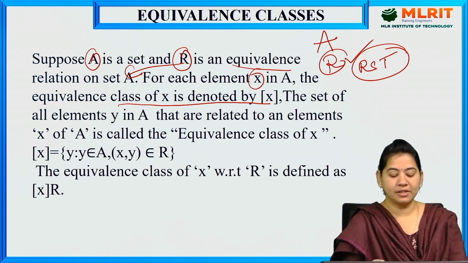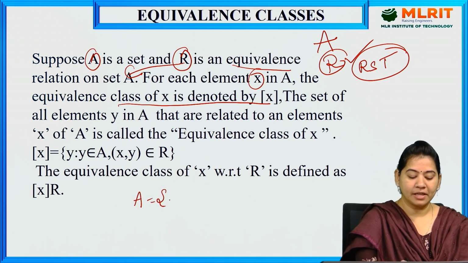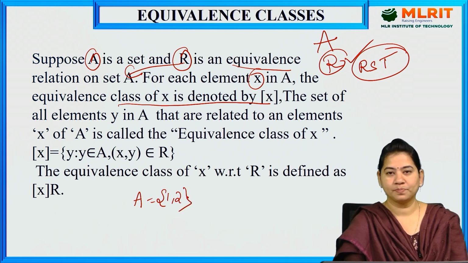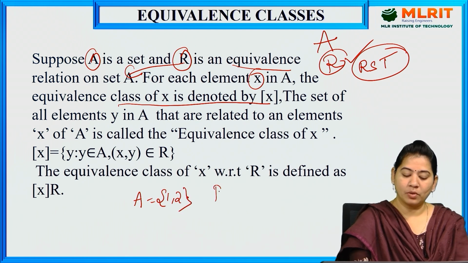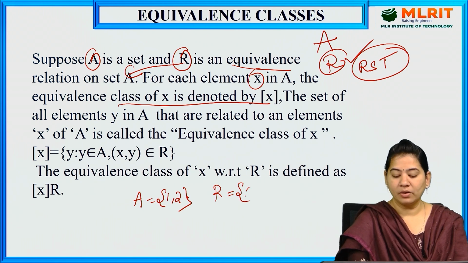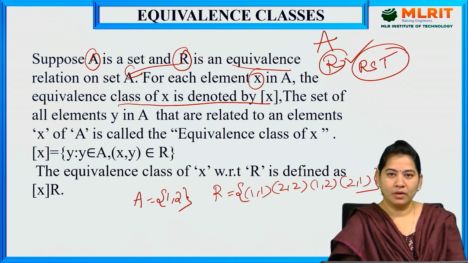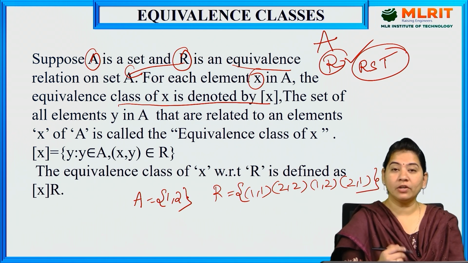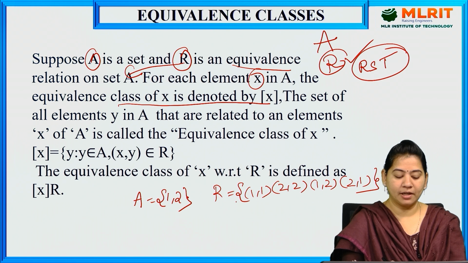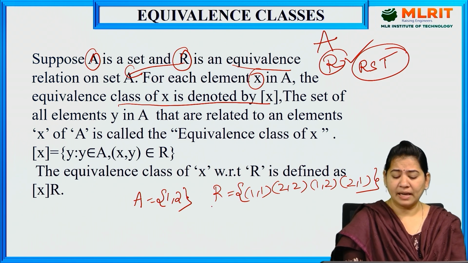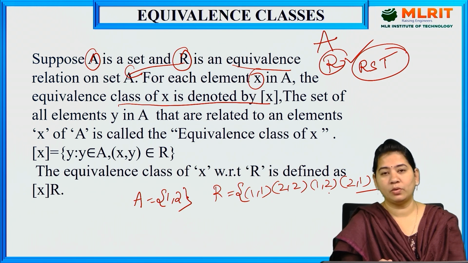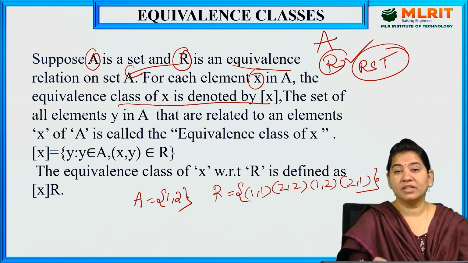For each element x in A, the equivalence class of x is denoted by x within square brackets. For example, I am going to consider set A is equal to {1, 2}. Now, let us suppose relation R is equal to {(1,1), (2,2), (1,2), (2,1)}. To find the equivalence classes, first you need to find out whether R is an equivalence relation or not. Let us understand whether this is an equivalence relation.